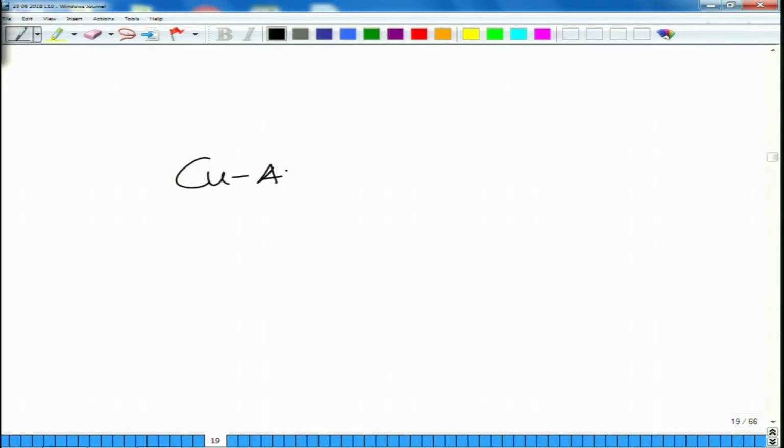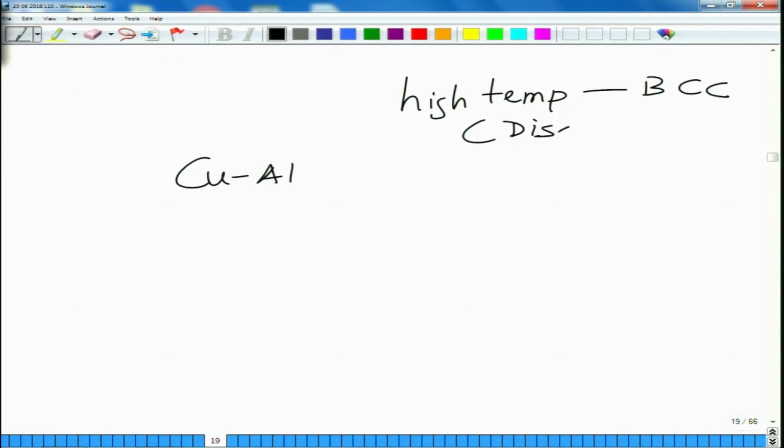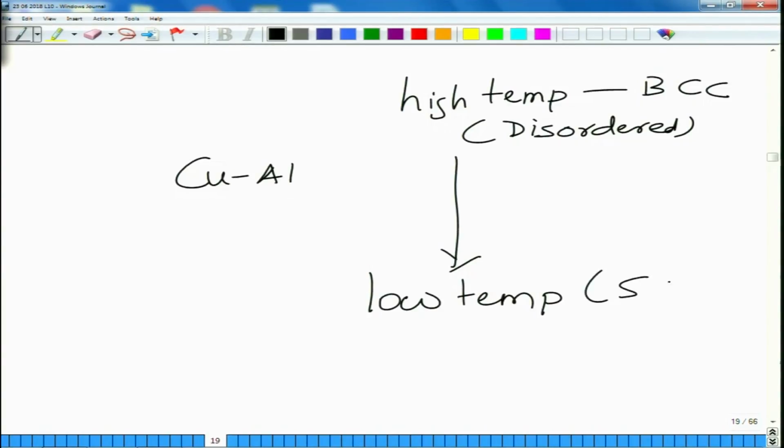So, in general, for example, in CuAl at high temperature, it is the BCC phase which is stable, disordered, and at low temperature it is the simple cubic phase which is stable, which is ordered. And there are various other systems in which these phases exist, for example, the copper gold system and various other systems in which ordering and disordering happens, and which is determined by the competition of enthalpy of mixing and entropy of mixing.